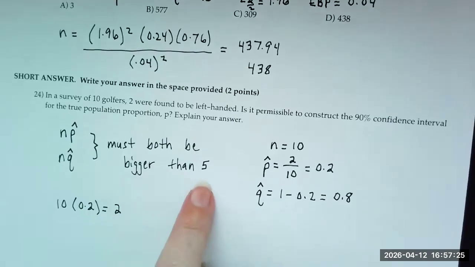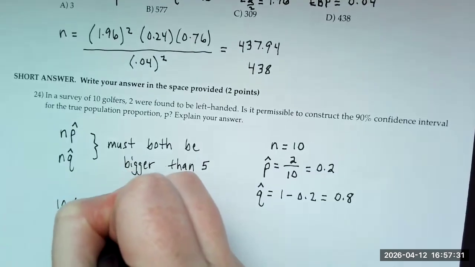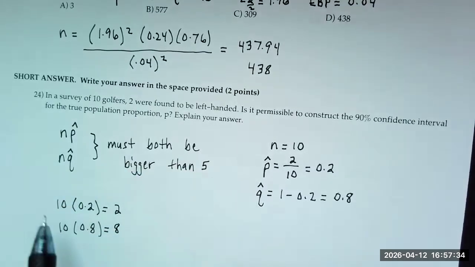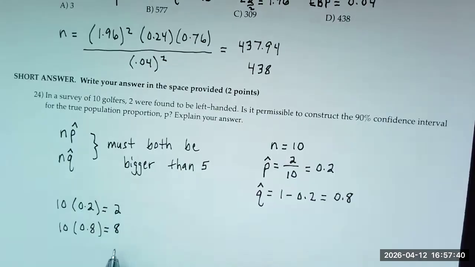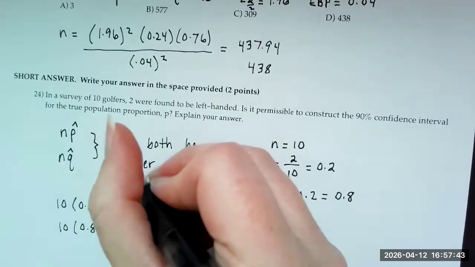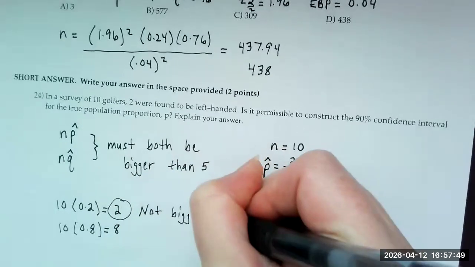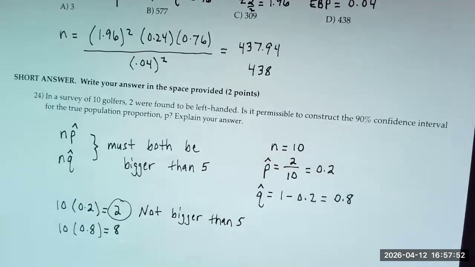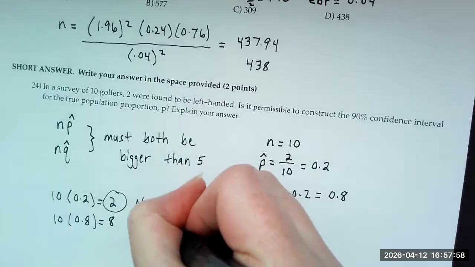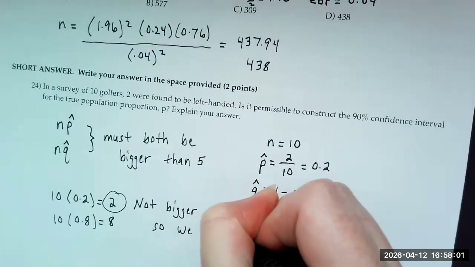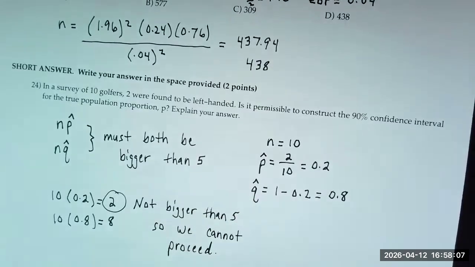That's not bigger than 5. Now, if I do the n times the q hat, the 10 times 0.8, that actually pops out an 8, and that is bigger than 5. But they both have to be bigger than 5 in order for us to be able to move forward with this. And so they're not both bigger than 5. So because of this one, we are not able to construct the 90% confidence interval. And that's what we were looking for on that last one.